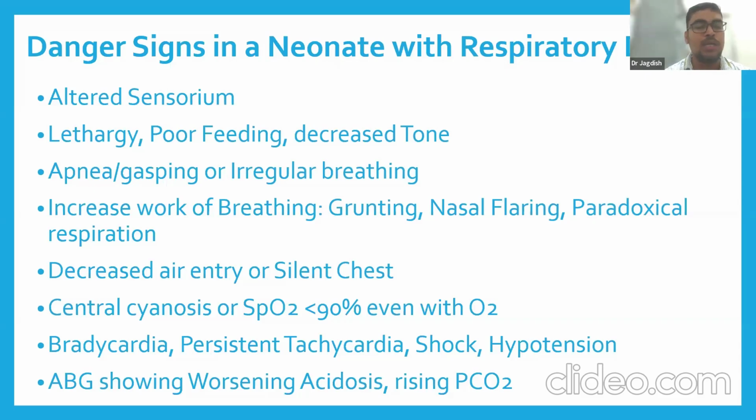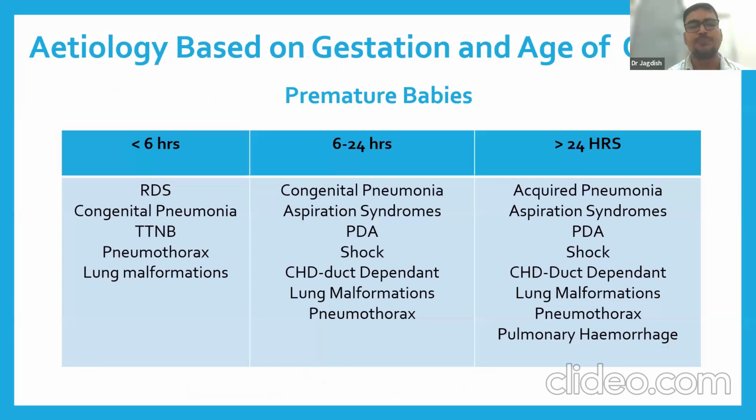Or when you are doing an ABG and you see a worsening pH or a severe rise of PCO2, more than 60, then we tell it is a danger sign in respiratory distress. Now, coming to the etiology, we can classify depending upon the gestational age and the time of onset of respiratory distress in the babies.